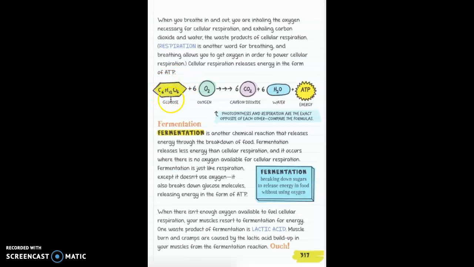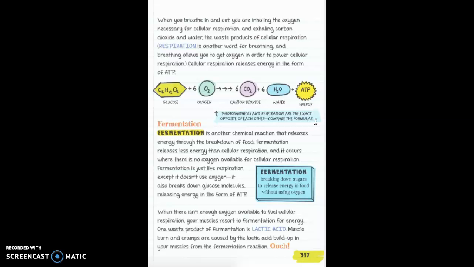So here we have it's backwards of photosynthesis. So we have our glucose, C6H12O6, and oxygen, O2, and that is converted into carbon dioxide, CO2, water, H2O, and ATP. Okay? So in this blue box it says here, photosynthesis and respiration are the exact opposite of each other. Compare the formulas.